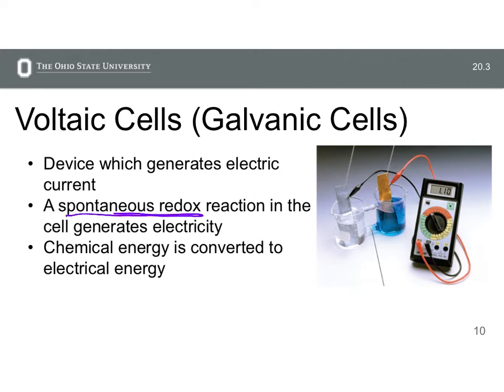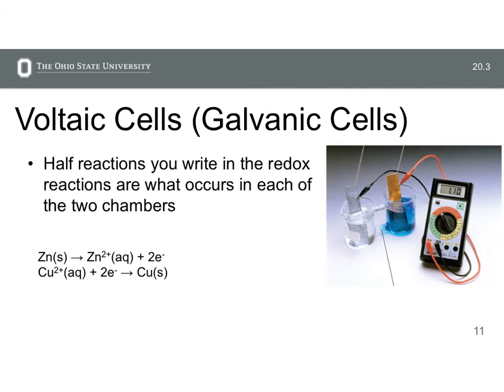And that's important, okay, because that's going to help us determine certain things like the cell potential. So the half reactions that you write in a redox reaction are what's occurring in each of these chambers. So for instance, in one chamber we have zinc solid losing electrons to form zinc ion and 2 electrons. And in the other chamber, this will be the blue chamber, we have copper ions in solution gaining electrons to form copper solid.